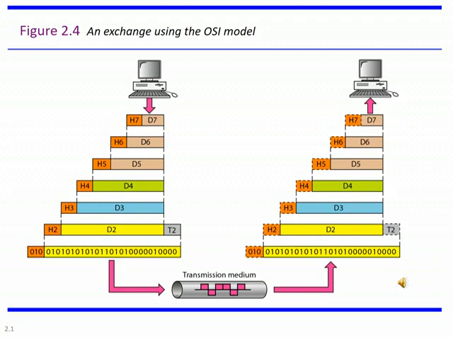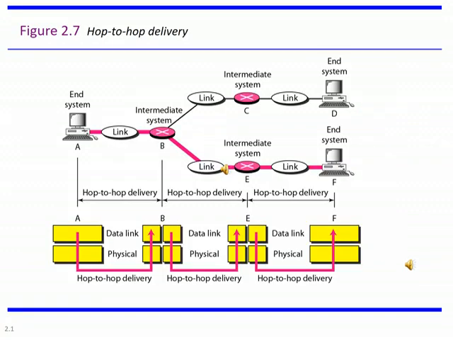And in this one you can see the hop-to-hop delivery. This means the data link and the physical layers are connected together, and the data is transferred from one data link and physical layer to another data link and physical layer. So in this case, station A includes the data link and the physical layer, and the data goes through hop-to-hop delivery and reaches station B, then passes through the data link and physical layer, goes through hop-to-hop delivery to station E, and similarly to station F. So this is the hop-to-hop data delivery.